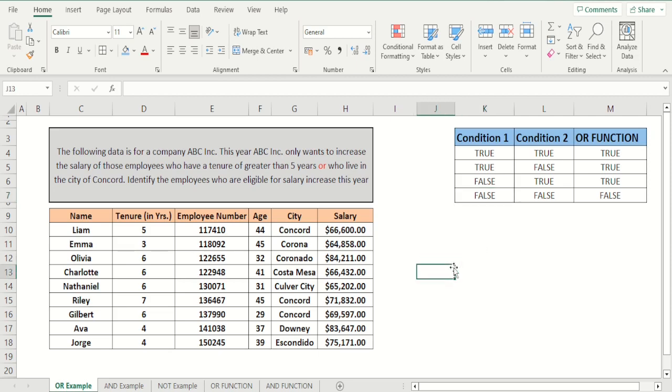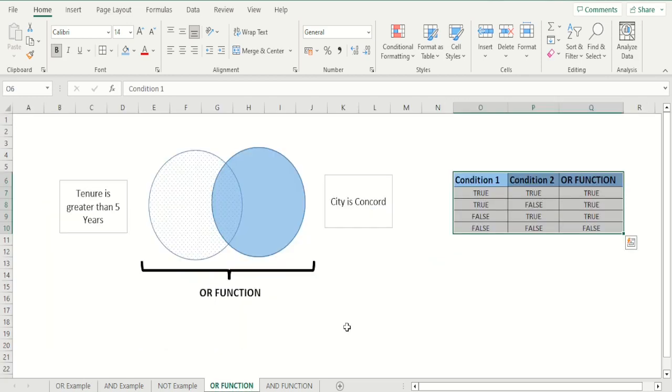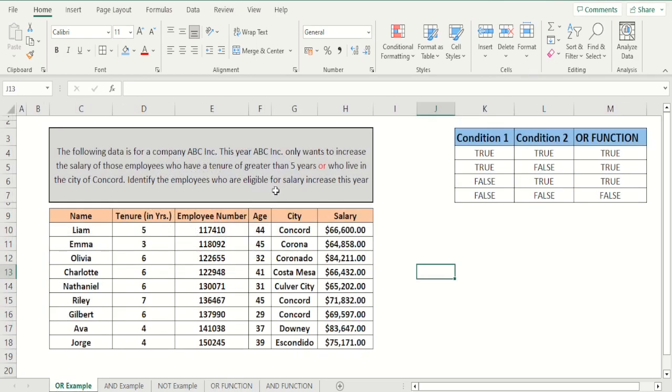Let's also delve a bit deeper into OR and look at it from a visual perspective as to what it means. Before we do that, let's read this problem, and then we'll go over to the OR function and try to understand it visually. The question is: the following data in the table is for a company, ABC Incorporated. This year, ABC Incorporated only wants to increase the salary of those employees who have a tenure of greater than 5 years or who live in the city of Concord. Identify the employees who are eligible for a salary increase this year.